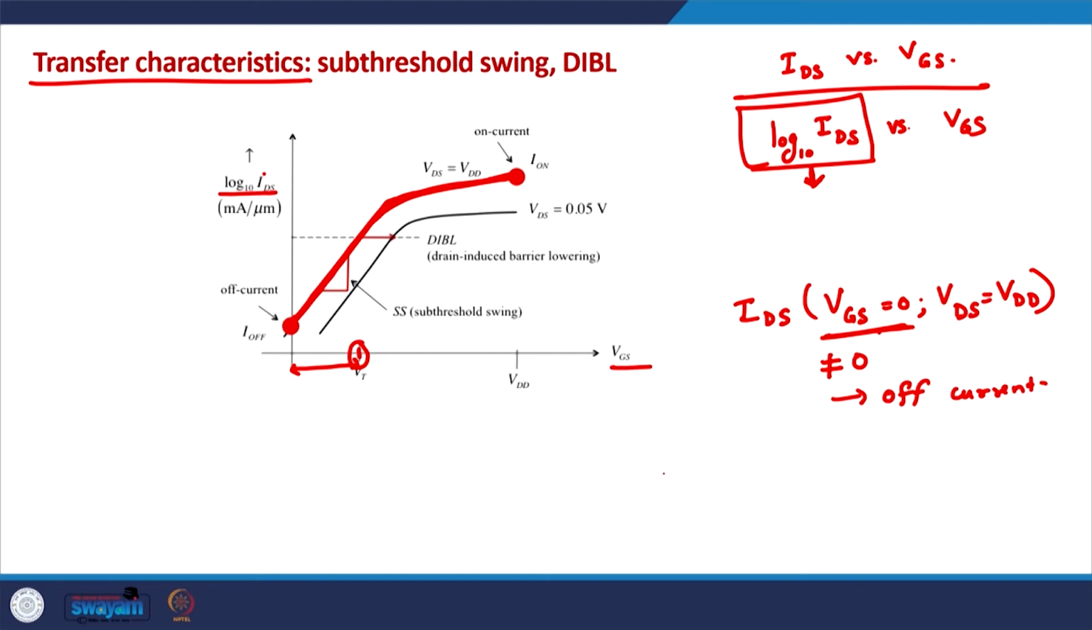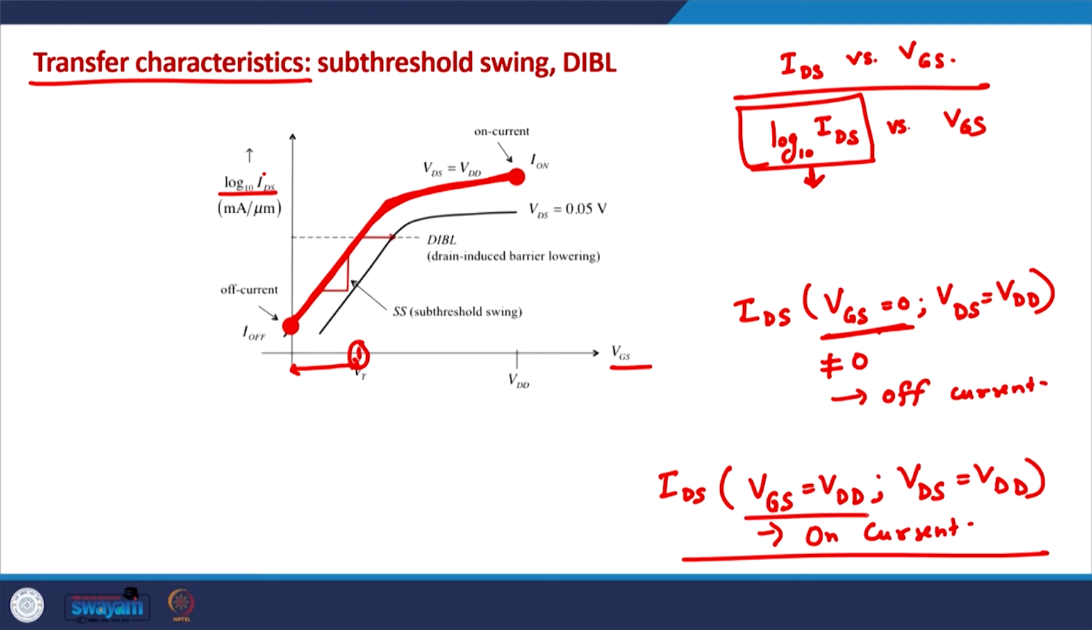Similarly, when VGS is maximum and VDS is also maximum, this current is known as the on current, because when VGS is VDD, the channel is now properly there in the device, and if we apply the maximum drain voltage, this is the maximum on current that would be there in the device. These two points are indicated on this plot.